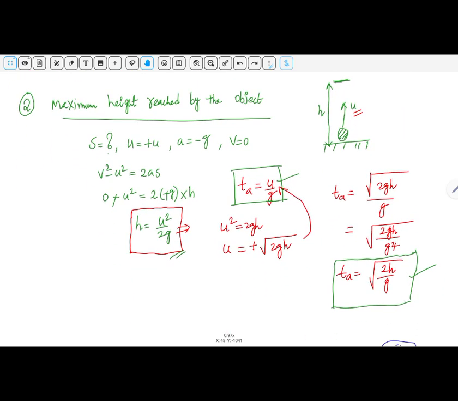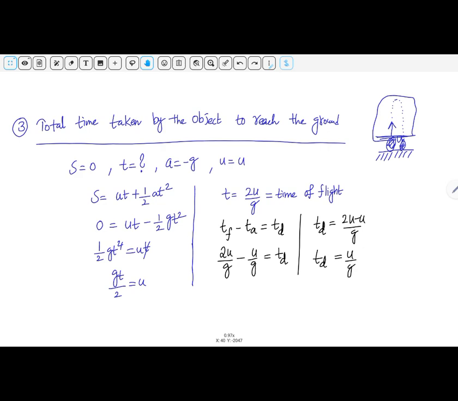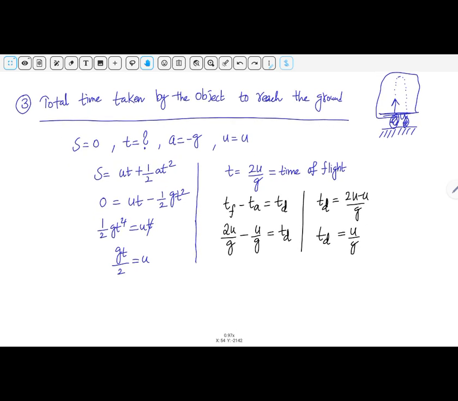After that, we have determined the maximum height reached by the object when it is thrown with some initial velocity u. And in our previous video, we have seen the time of flight, meaning the time taken by the object to reach the ground again once it is released from the ground, which is called time of flight. And from that we have evaluated time of descent also.